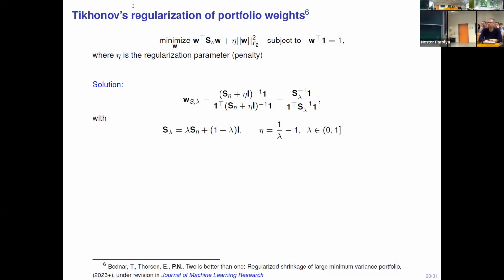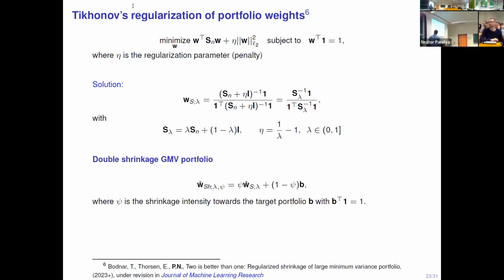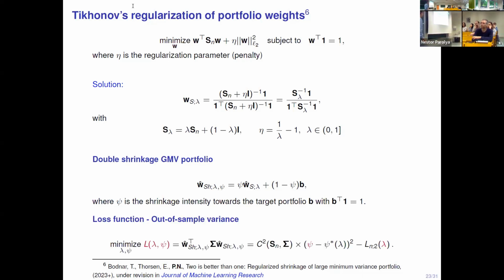And the solution is well known. This is a sort of regularized version of the global minimum variance portfolio, which is bad. I mean, we know that. So we propose to shrink it to a target, which is any target portfolio. And here is the regularized version. But now what we can do with this methodology, we can estimate psi and lambda in the out-of-sample regime consistently. So that's the advantage.